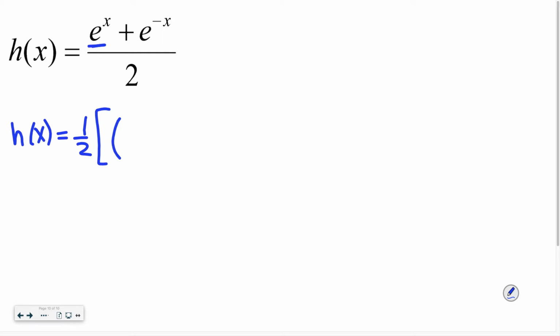All right, so e to the x we know is 1 plus x squared over 2 factorial plus x cubed over 3 factorial.